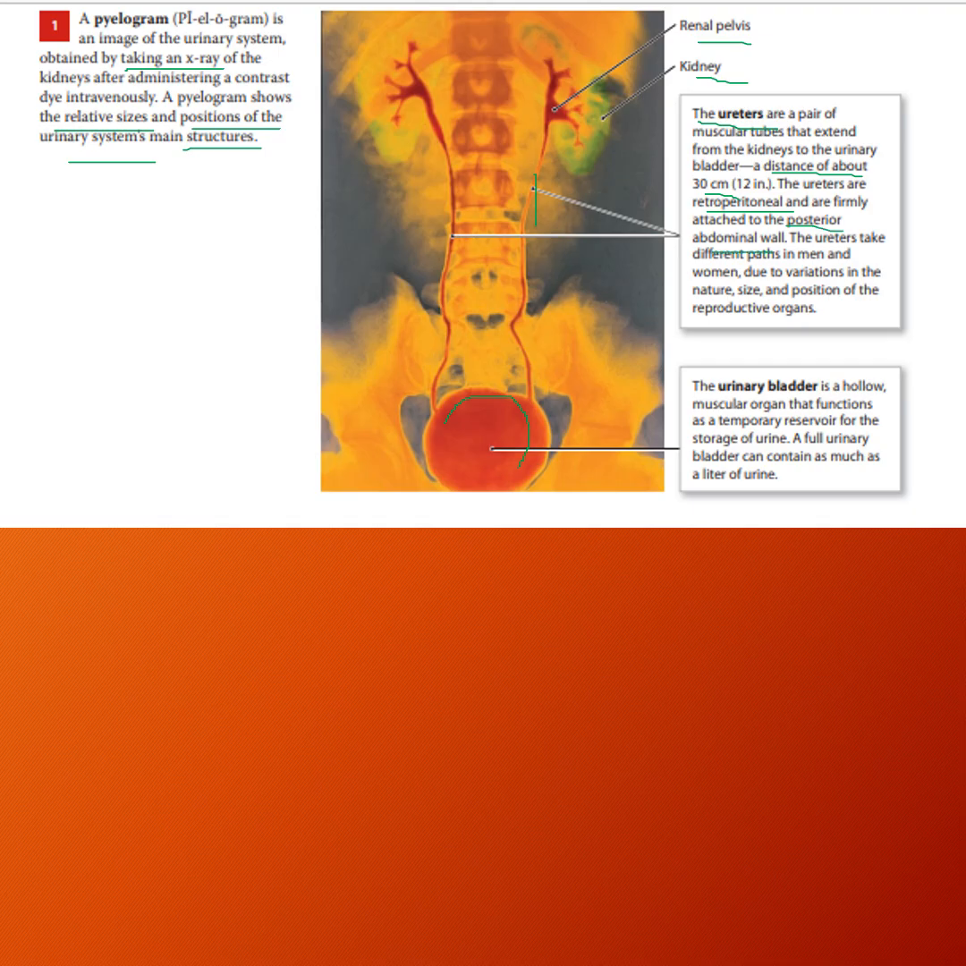The ureters take different paths in males and females due to the variation in the nature, size, and position of the reproductive organs. Got it? The urinary bladder is a hollow muscular organ that functions as a temporary reservoir for the storage of urine. A full urinary bladder can contain as much as 1 liter of urine.